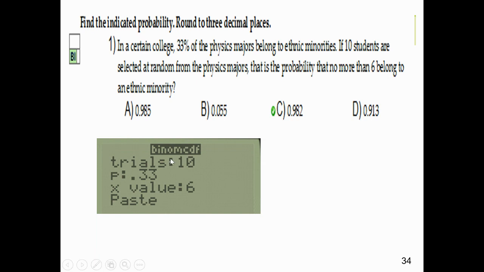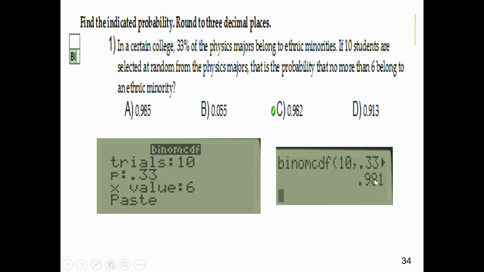Right, so there's 10 trials, and the probability of a success is 0.33. Notice I'm using the cumulative. The cumulative will start by finding the probability of 0. It'll take that answer and add it to the probability of 1, with 2, with 3, with 4, with 5, and it'll go as far as 6. Add all those answers together. And notice there's a slight discrepancy. Boy, is this a lot easier than doing it with a formula and going to a table.